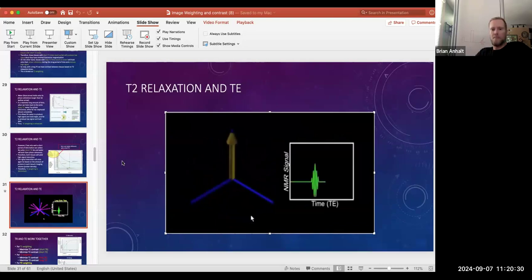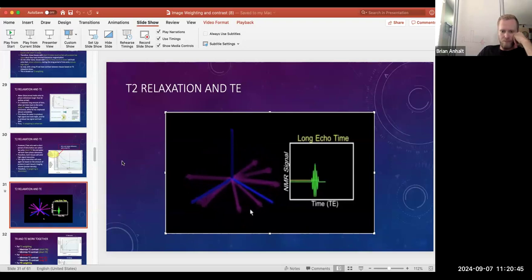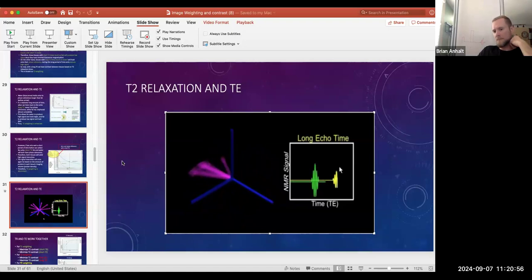If, on the other hand, we wait a longer period of time after we tip it from its resting state, they get more and more out of phase, and then we refocus it with a pulse which is stronger. When they come back together, they don't come back together as well. So we get a smaller echo.